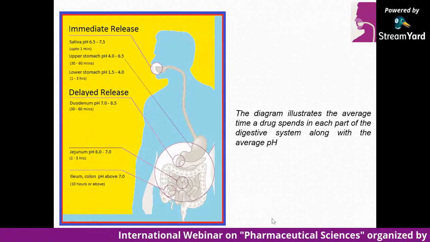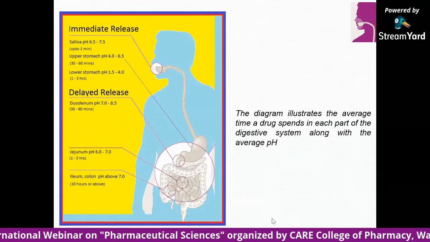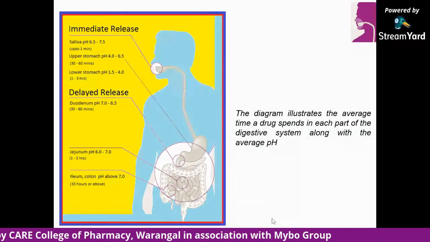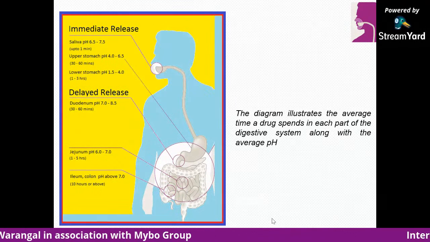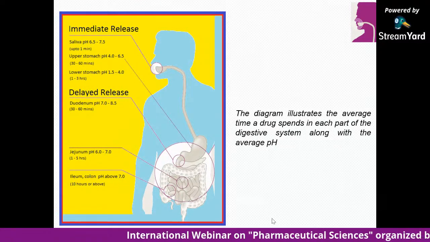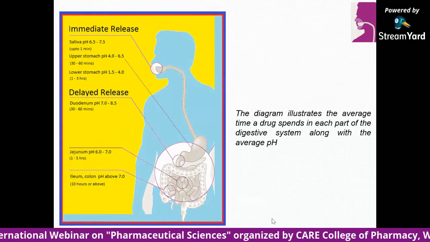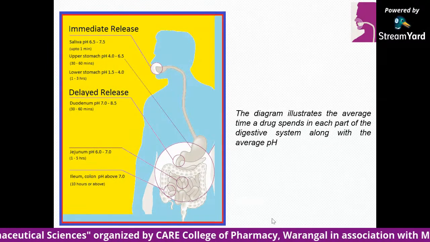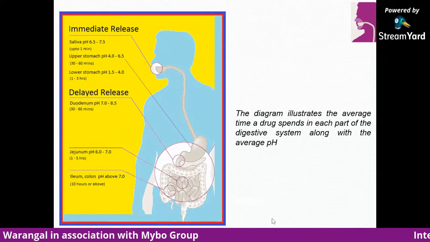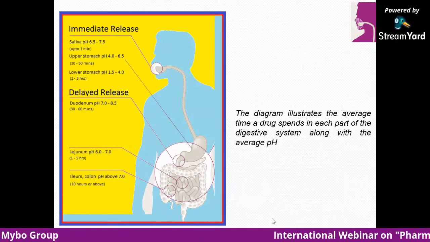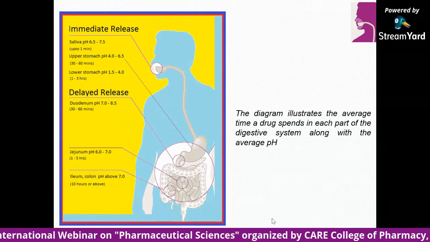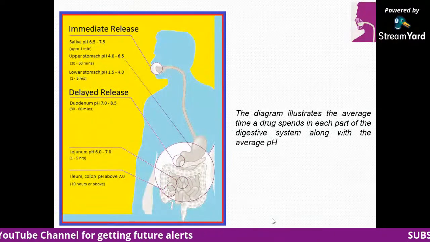And as we are talking about the absorption, the solubility, dissolution, bioavailability, and permeability, it's very much important to illustrate the average time a drug spends in each part of the digestive system along with the average pH. So as we can see in the image, the immediate release dosage forms and delayed release dosage forms take a different time, maybe up to 1 minute or 60 minutes or 3 hours, based upon the part of the digestive system. And if you can see the delayed release, it is taking 30 to 60 minutes for the drug to pass through the duodenum at a pH of 7 to 8.5. And in the ileum, the colon pH above 7, it takes about 10 hours or even more.